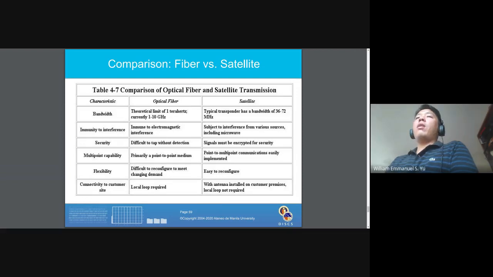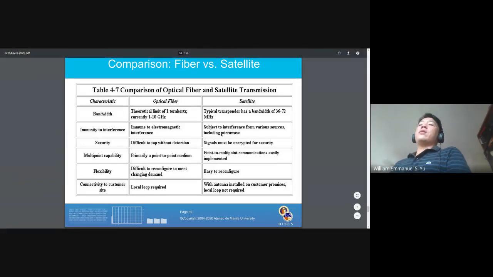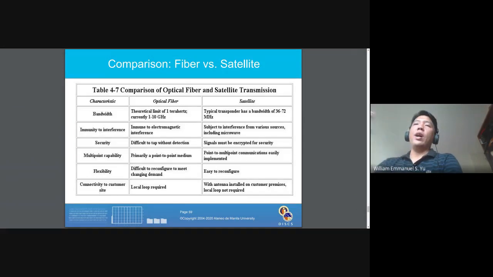Okay, so now we will cover the differences lang. So when you're talking about long haul or palayuan, which is better, yung pambato ng wired, which is optical fiber, and the best that wireless can offer, which is the satellite. So let's look at it.